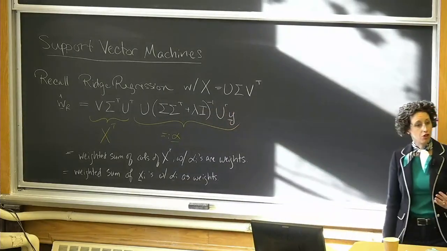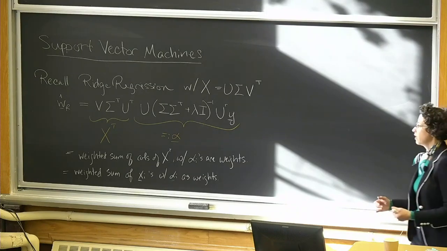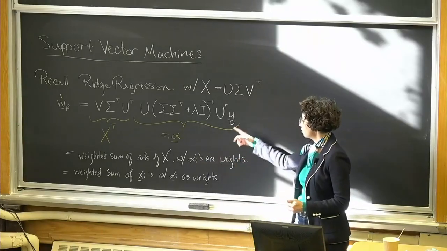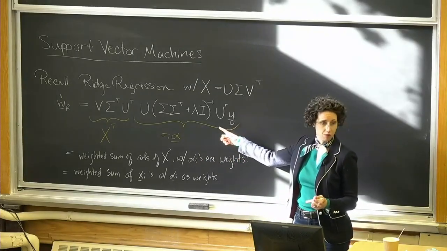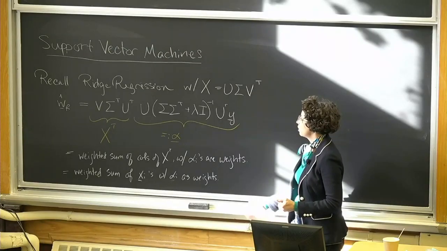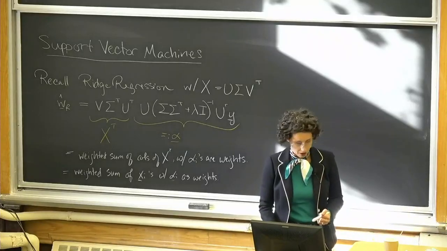So this is giving us a new perspective on how to interpret the ridge regression weight vector. It's just a weighted sum of our training samples. And this expression for alpha is telling us how to compute those weights. It depends on the labels. So we're going to give different weights to different samples depending on what their label is. But we're using the SVD to figure out what those weights should be.